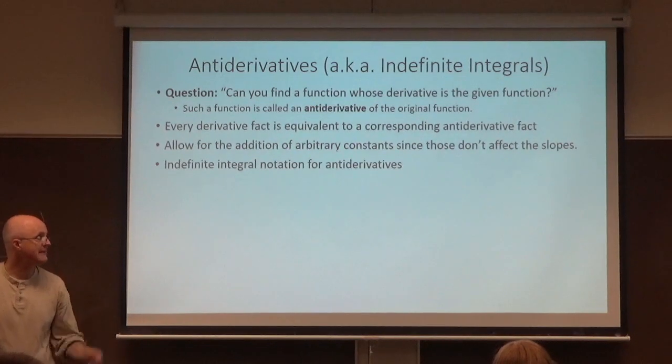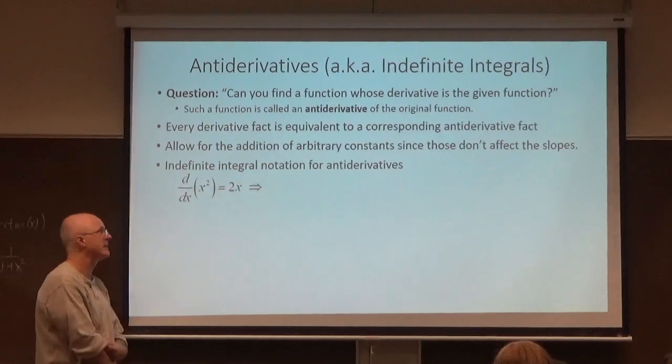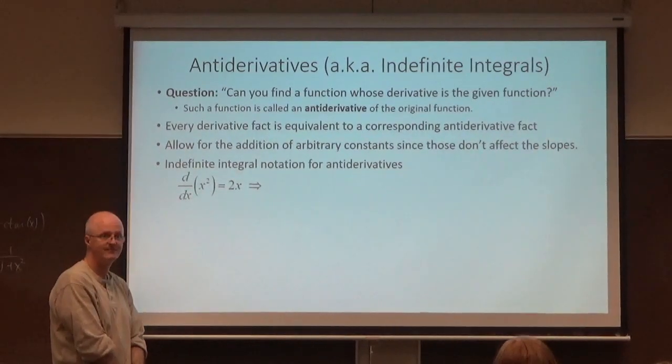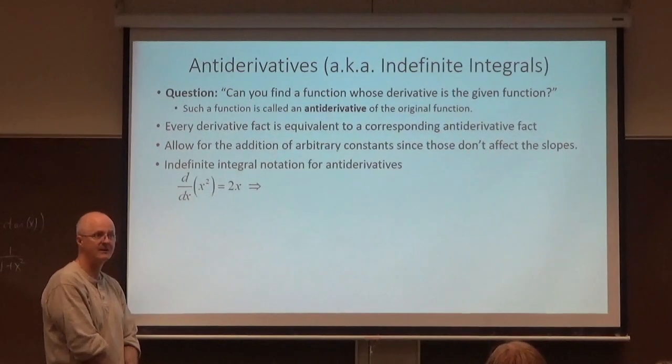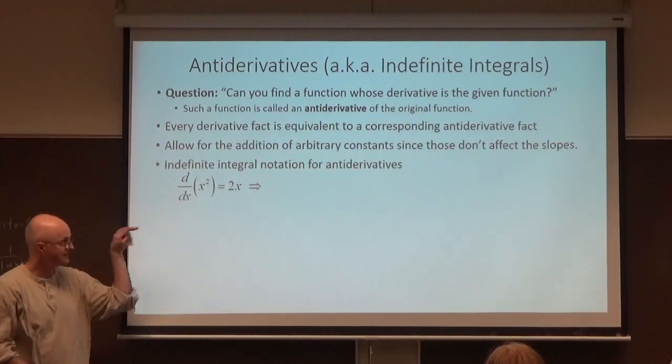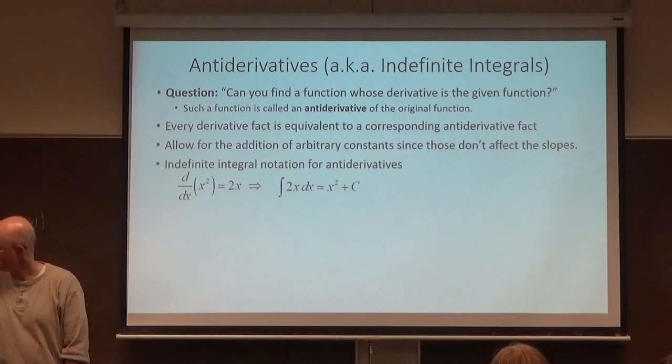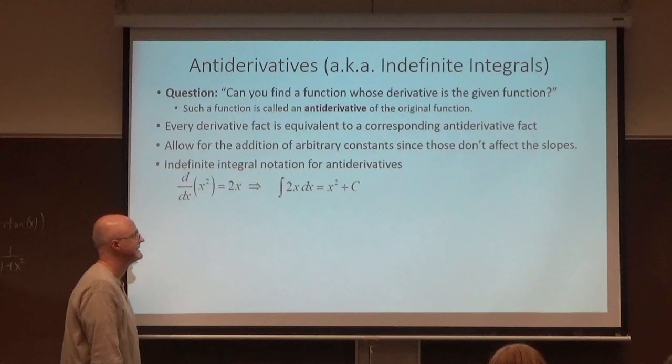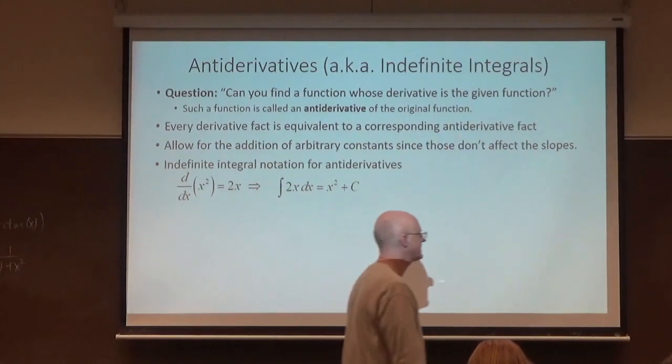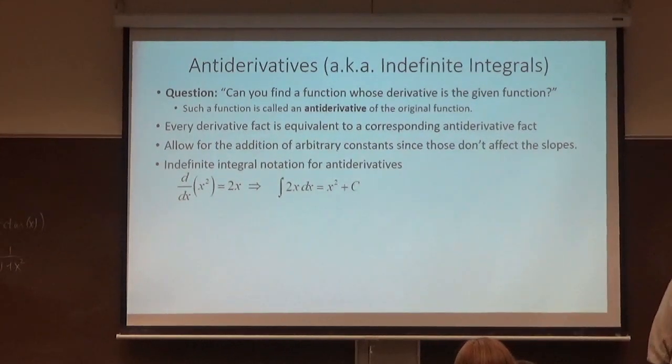And we use something called indefinite integral notation for antiderivatives. So for example, the derivative of x squared is 2x. d/dx of x squared is 2x. Therefore, the implication is the integral of 2x is x squared plus an arbitrary constant c. You see this funny symbol? That's the integral symbol.